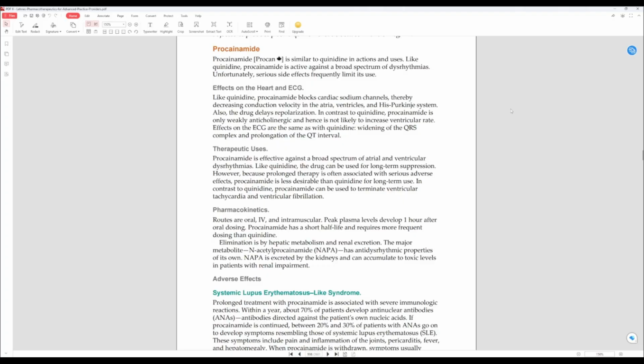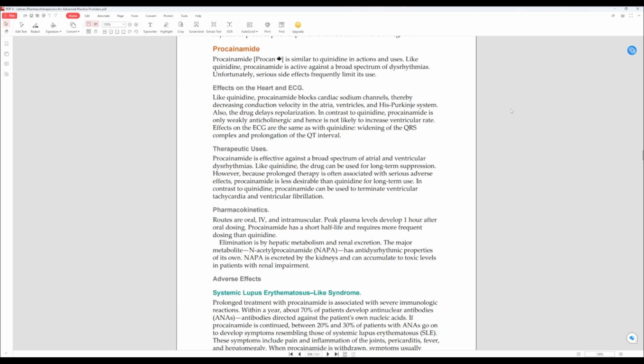That brings us to procainamide. Procainamide, also known as Pronestyl, is similar to quinidine in action and use. Like quinidine, procainamide is active against a broad spectrum of dysrhythmias. Unfortunately, serious side effects frequently limit its use.